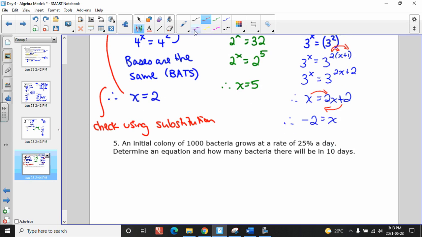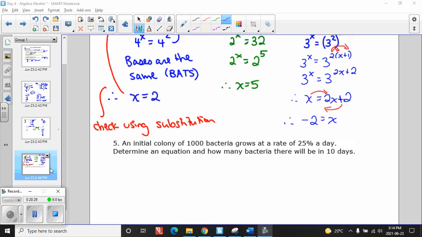Okay, the last one here is from a word problem. It says an initial colony of 1,000 bacteria grows at a rate of 25% a day. Determine an equation and find out how many bacteria there will be in 10 days. Okay, so determine an equation.